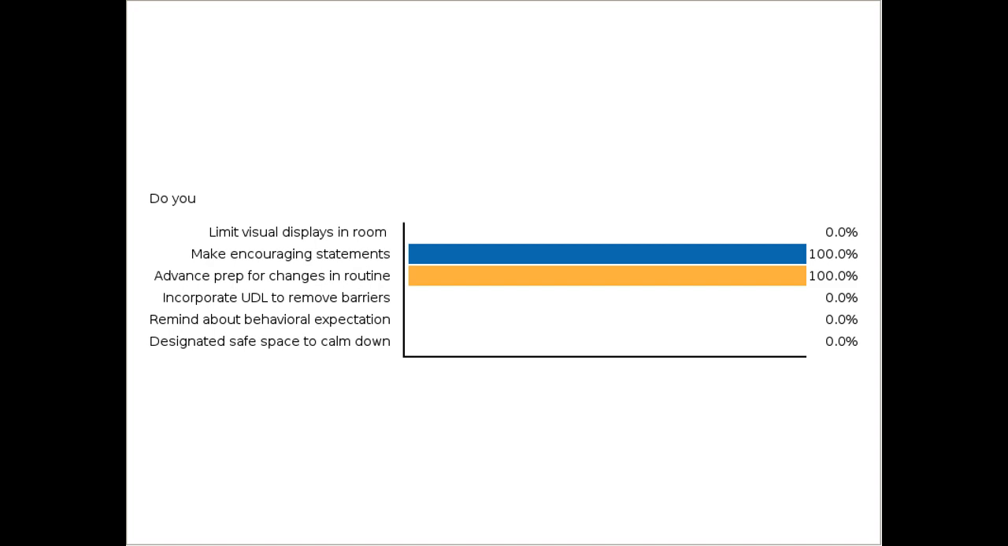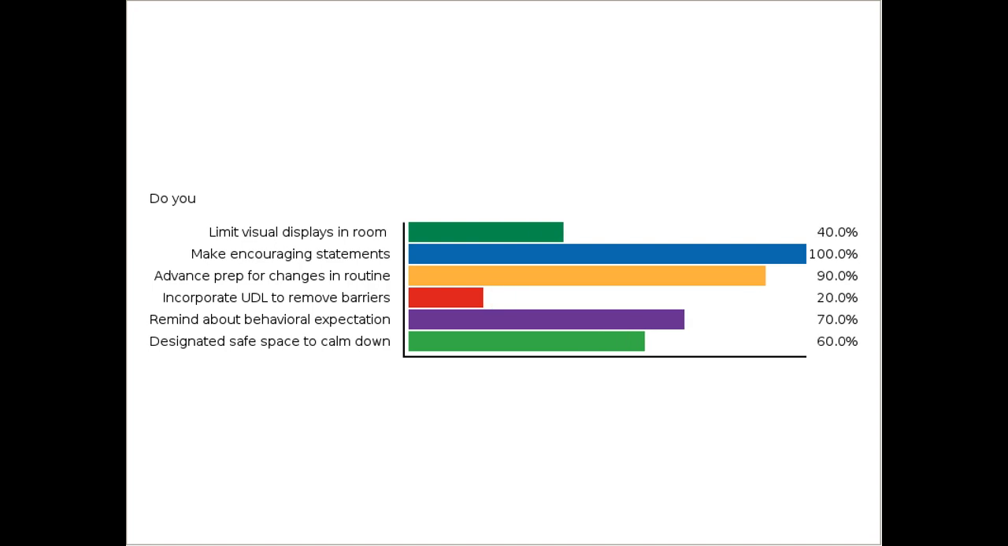You will see limiting visual displays in the room, making encouraging comments, advanced preparation for changes in routine, incorporating UDL to remove barriers to participation, reminding the student about behavioral expectations through cue cards and gestures and proximity control, and having a designated safe space. The results are still coming in.